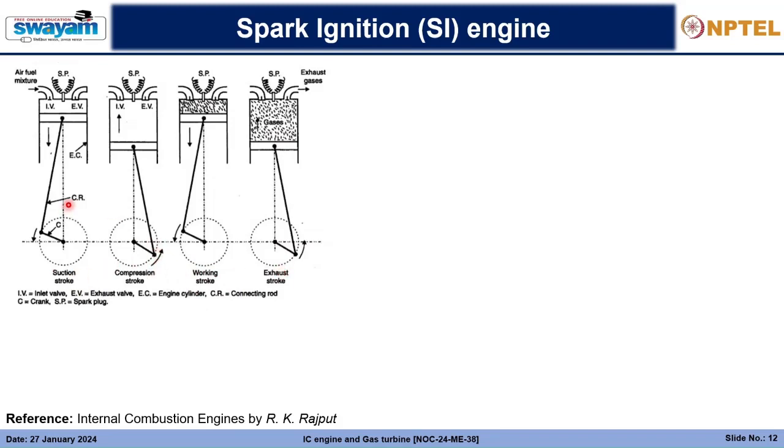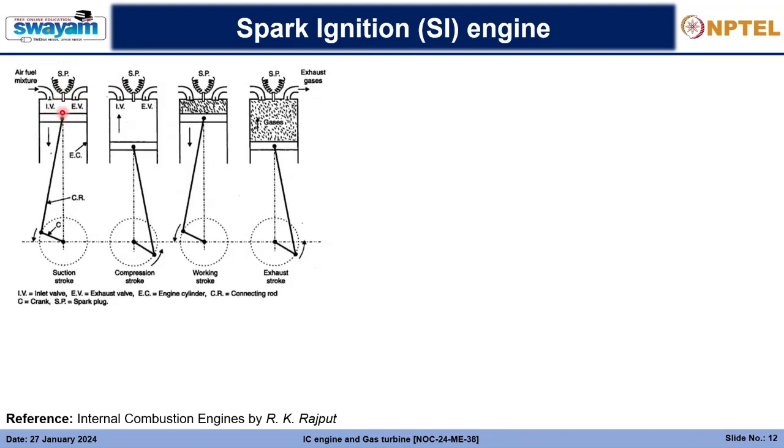So what happens in a spark ignition engine is that, first of all, let us assume that this piston is at the uppermost top dead center. In the volume above, there are only exhaust gases or combustion gases remaining from the previous cycle. Most has already left through the exhaust valve, but there may be some amount remaining still.